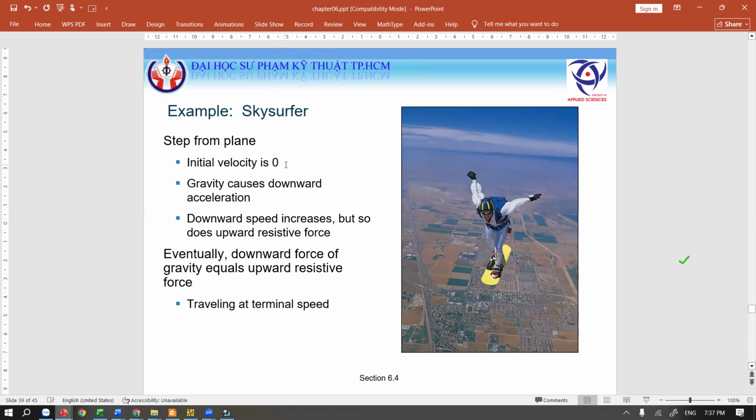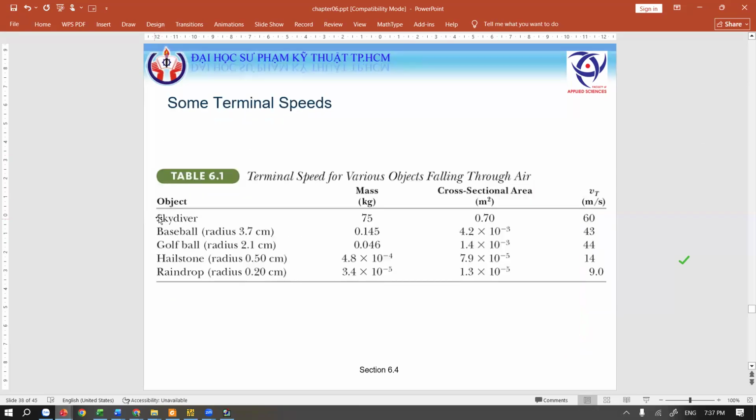For the skydiver, the initial speed is 0, and then the gravitational force creates a downward acceleration. After some time interval, he will move with constant speed. How big is the speed? You can see that for the skydiver, the terminal speed is 60 meters per second. Is it big or not?